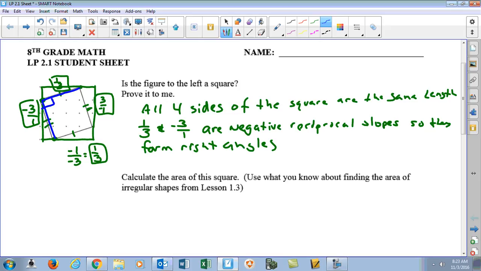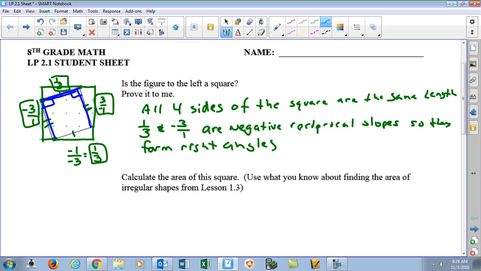So that angle right there is a right angle because of negative reciprocal slopes, or opposite reciprocal slopes. Same thing with 1/3 here and -3/1 here. This forms a right angle because they're negative reciprocal slopes of each other. So that's how we form two of those right angles.